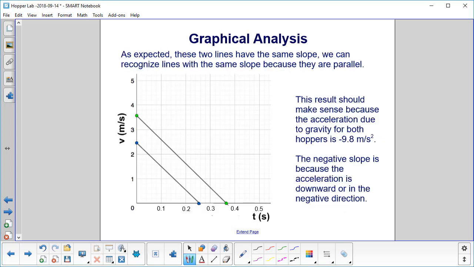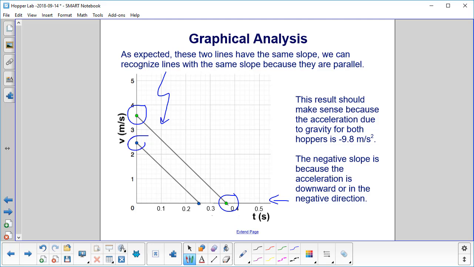This is the result from plotting the 2 points we obtained on the previous slide. So let's look at the large hopper, which is the top line here. At time 0, this was the initial velocity that we calculated. And then at the apex time, which is where velocity was 0, so you're going to be on the time axis here, you have this point. Okay, that's 0.36 seconds was your apex time where your velocity was 0. You connect the two lines up.